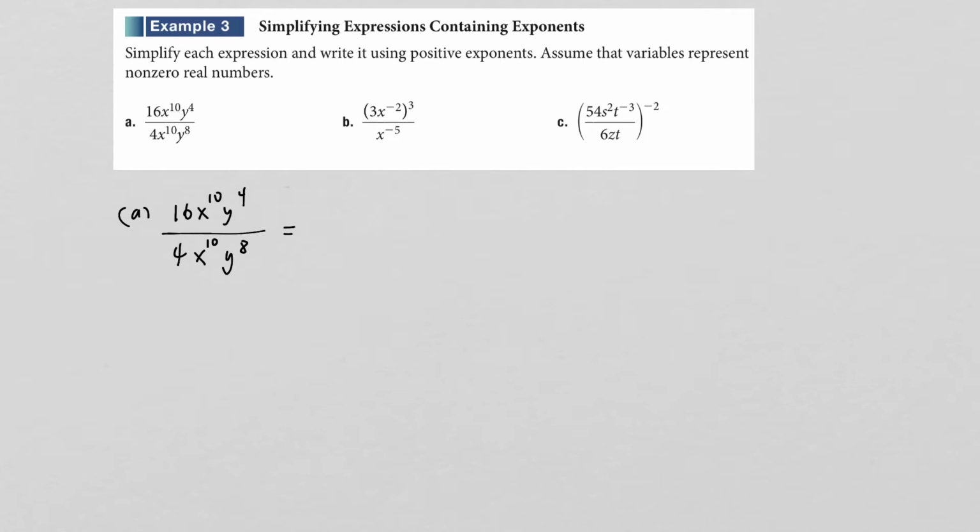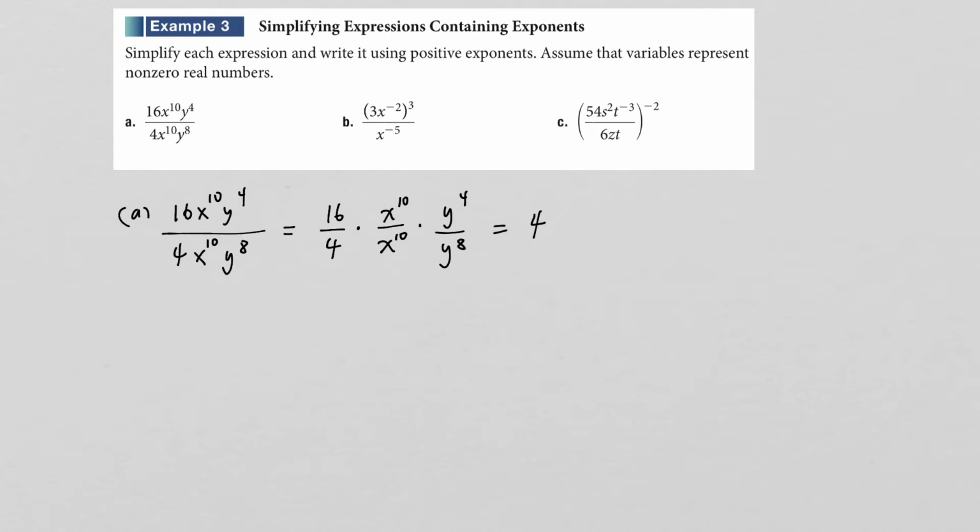So we can do this without doing what I'm about to show you, but I want to be very specific here. So we can first divide the coefficients, so 16 divided by 4, and then multiply that by x to the 10th divided by x to the 10th, and multiply that by y to the 4th divided by y to the 8th. So I'm kind of grouping these like factors together. 16 divided by 4 is 4.